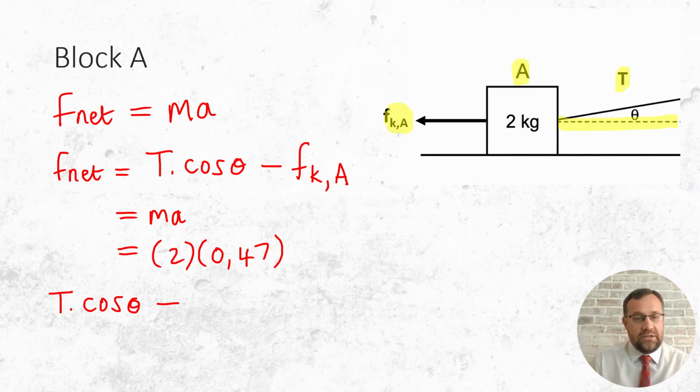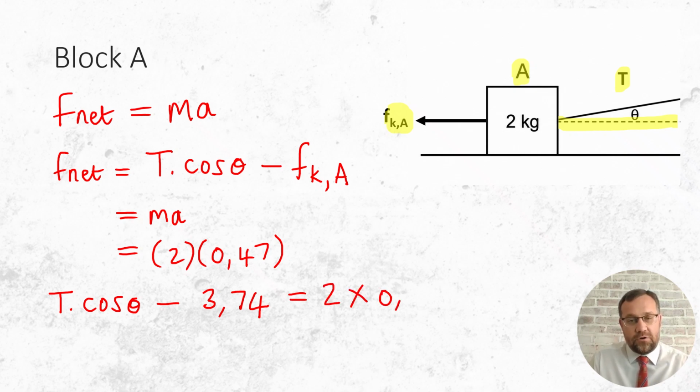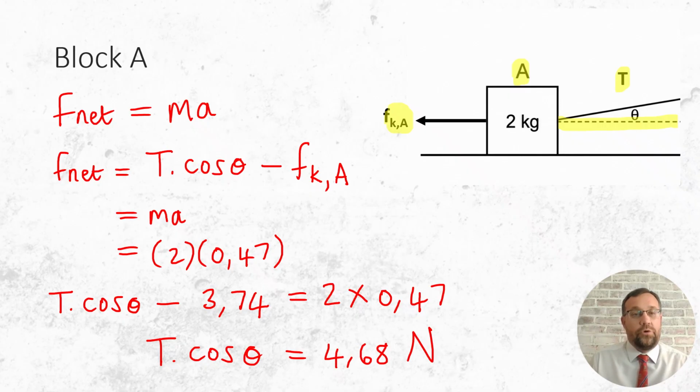frictional value was given as 3.74 newtons, and that is equal to 2 times 0.47. And if we rearrange this, we get T times cos theta is equal to 4.68 newtons. We'll refer to this as equation 1.